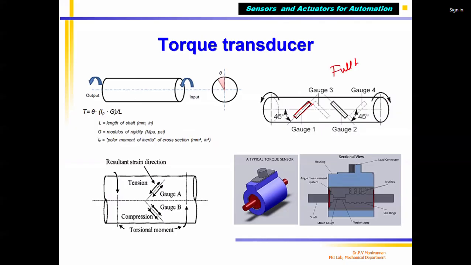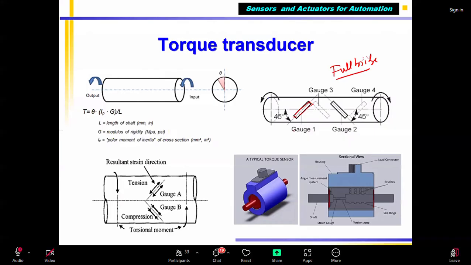You know what is full bridge configuration already? You know. That means all the four arms of the Wheatstone bridge are strain gauges which are bonded on this one system whose torque or force or pressure you are measuring. I am here trying to measure the torque. So they are applied on the shaft. So I have put strain gauge. You can see that this.